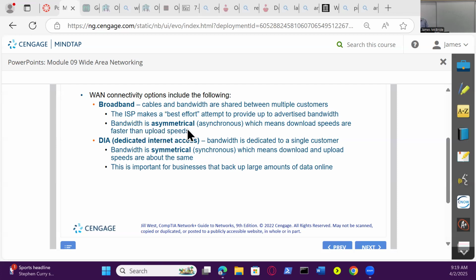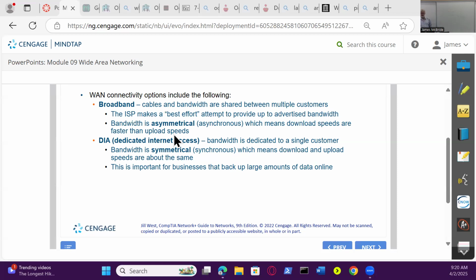Bandwidth is asymmetrical, asynchronous, which means download speeds are faster than upload speeds. Asymmetrical, asynchronous means they are not the same. Synchronous, or symmetrical, means they are the same. So they know you're going to download all the time. So we're giving you 100 megabit. What's your upload speed? 10 megabit.